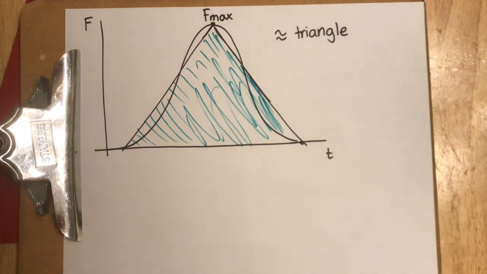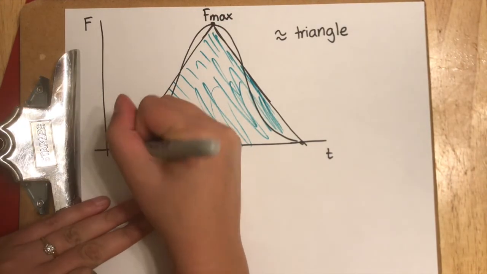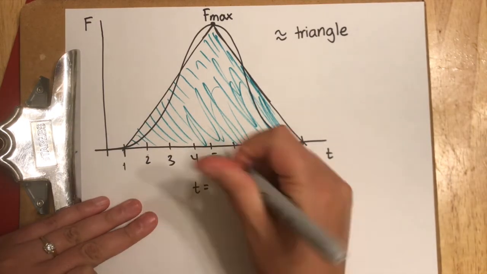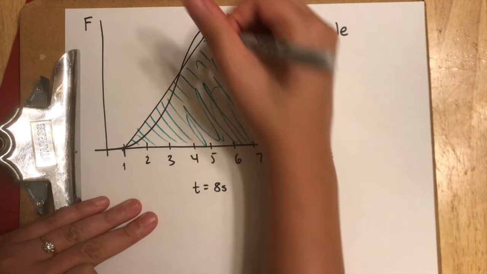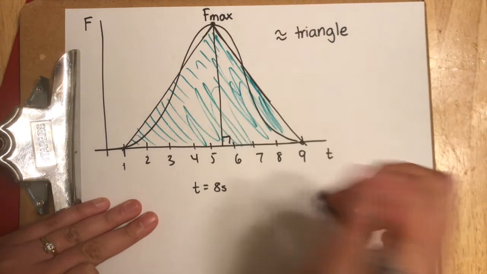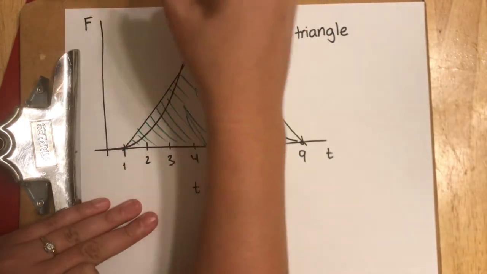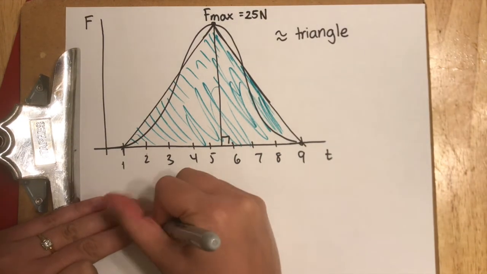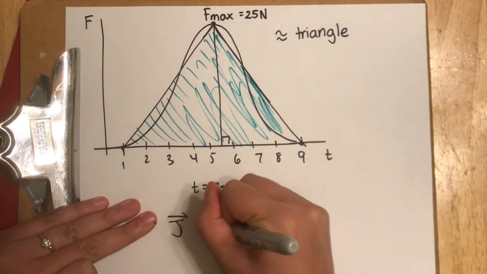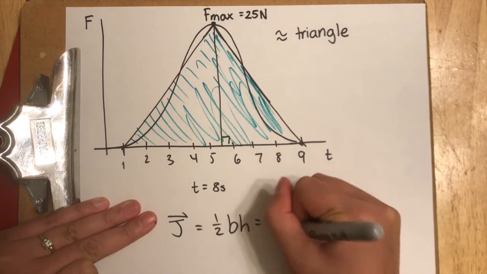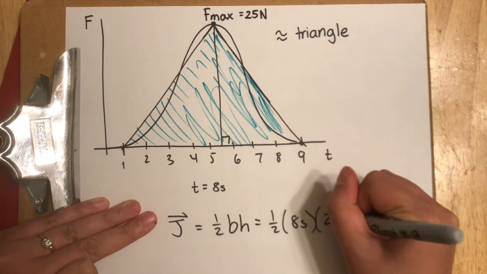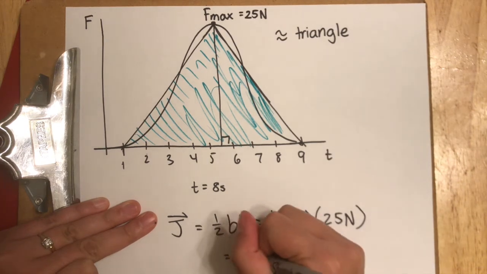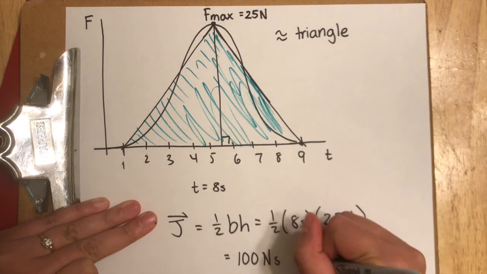So this is a triangle. In this case, I have a base of 9 minus 1. My base of time duration would be 8 seconds. The height would be the maximum force, and let's call that 25 newtons. That means calculating the area under the curve would be 1/2 base height, or 1/2 times 8 seconds times 25 newtons for an impulse of 100 newton seconds.